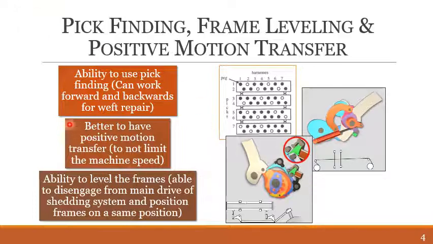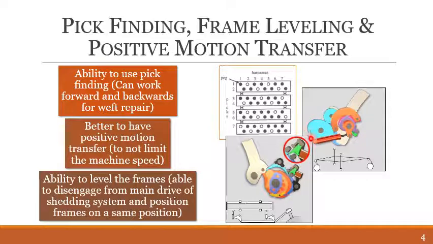So it is a very good ability, and this must be there for a good shedding system. And similarly, the third thing I want to talk about on this slide is the positive motion transfer. You see, we have a positive motion transfer. There are dual cams for one frame, two followers. One is pushing the frame in the upward direction. One is pushing in the downward direction.